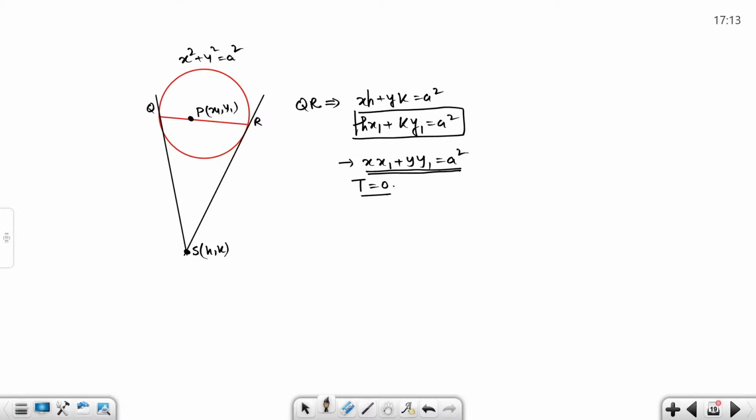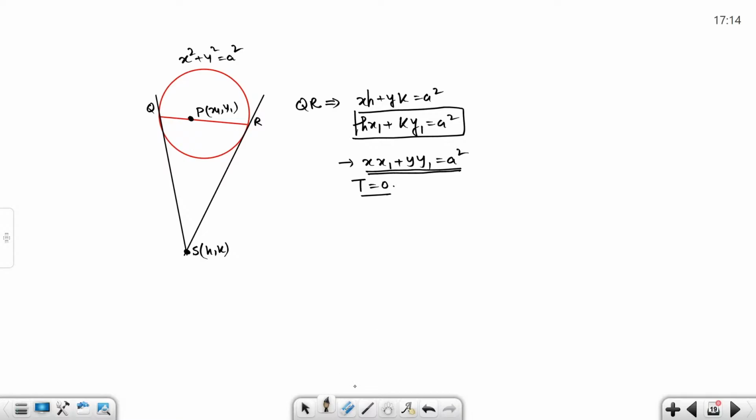So what I have shown you is that whether the pole is outside the circle or inside the circle, the equation of the polar is always T equals to 0. But when the pole is outside the circle, the polar is the chord of contact. When the pole is inside the circle, the polar is a straight line. It has no particular name. It's a simple straight line whose equation is T equals to 0, right?